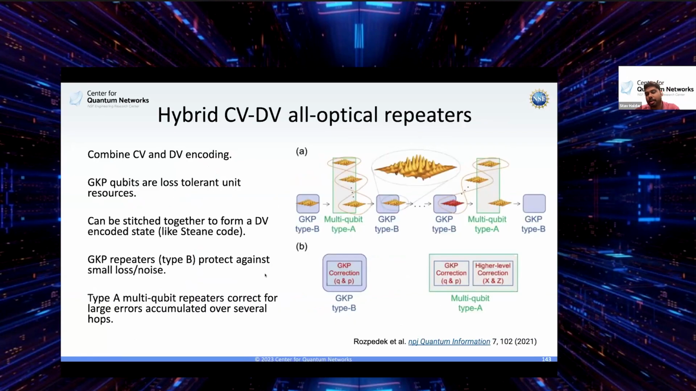There are other schemes which are very similar to the hybrid scheme that we also discussed in part 3, where you can combine continuous variable and discrete variable systems together. The idea is that the continuous variable system itself has some very nice photon loss resistance built into it. So you can base one kind of repeater on that. And then every few hops, you can concatenate a lot of these continuous variable states into a discrete code, or a discrete variable logical state, to get rid of more errors.